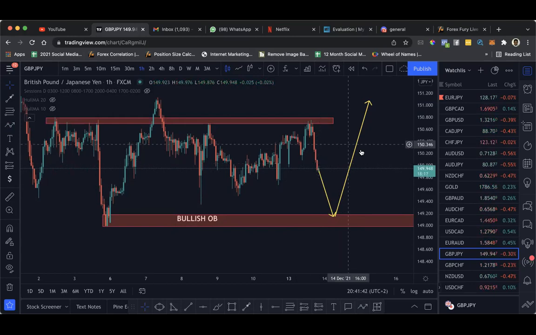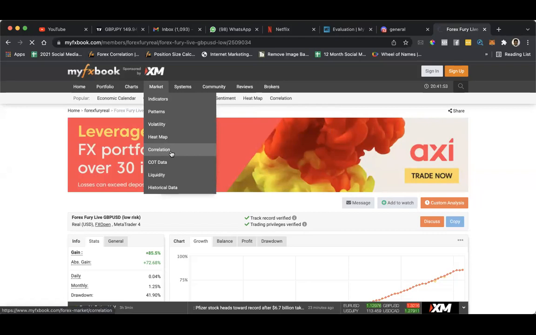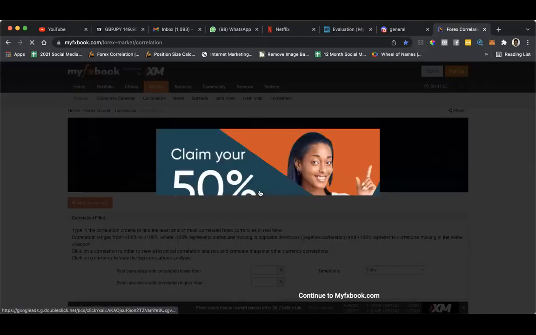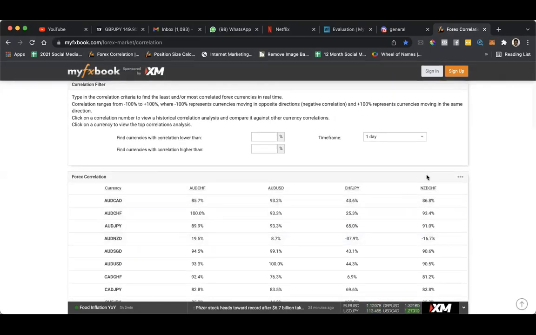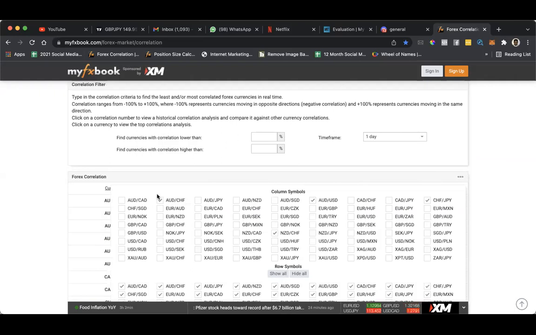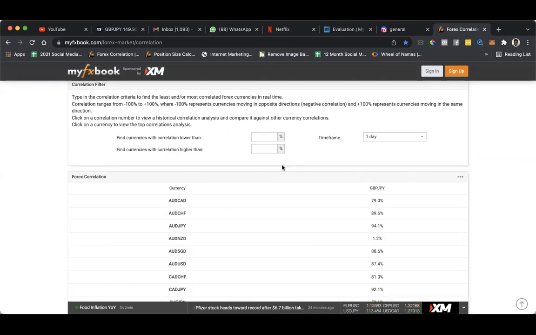Very, very, very important. Remember your checklist. Correlation is very, very important. Let's go to correlation, okay? Which particular pair is GJ correlated to? So let's highlight GBP JPY. Let me remove all of this. For GBP JPY, where is it? GBP. Okay, good. I want to filter it -80 and then 80.